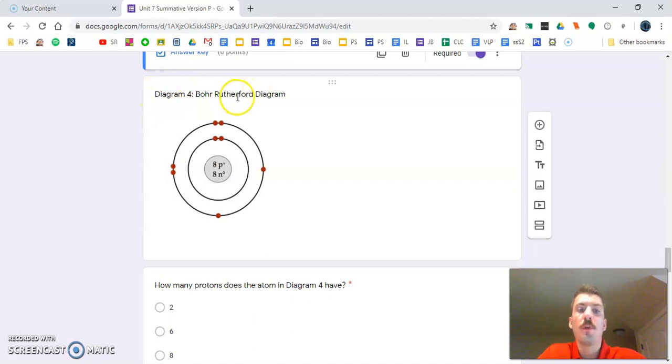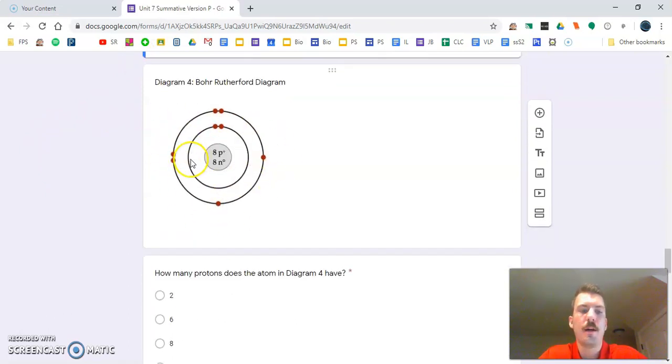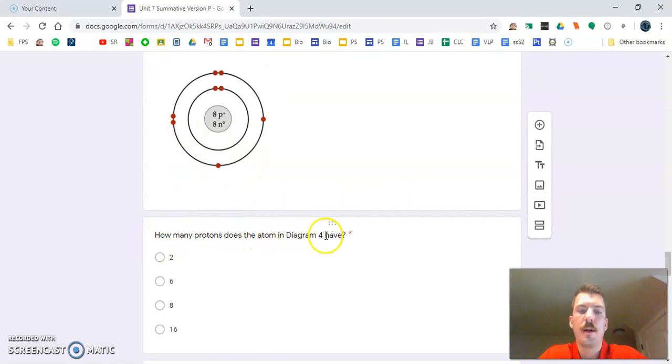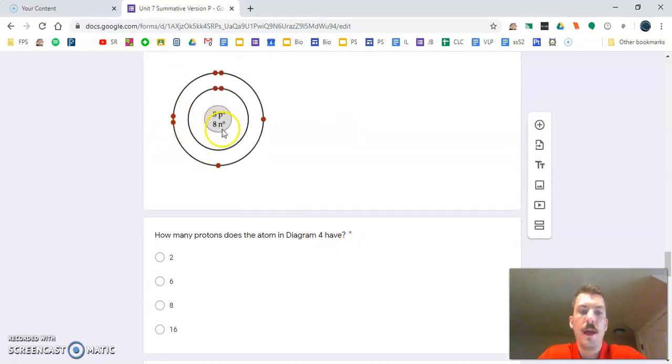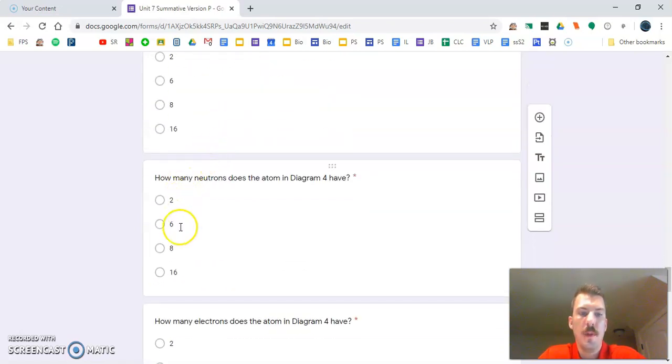Diagram 4 is a Bohr-Rutherford diagram. We're on to the second rubric right now, and we're just dissecting this, just examining this model. All right, so how many protons does the atom in diagram 4 have? Well, look in the nucleus. 8p plus, that's 8 protons in the nucleus. How many neutrons does the atom in diagram 4 have? Well, 8n, and this little 0, this little null for no charge, neutral. This is 8 neutrons.